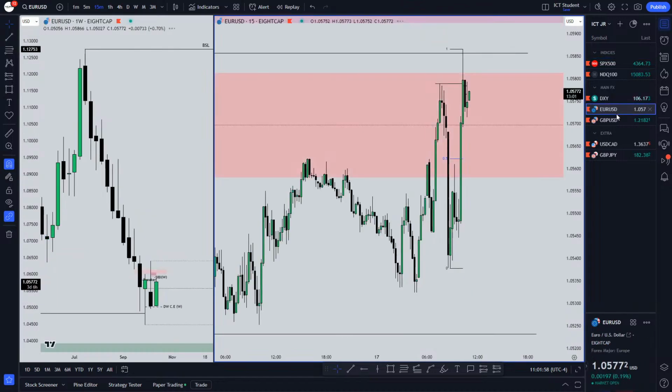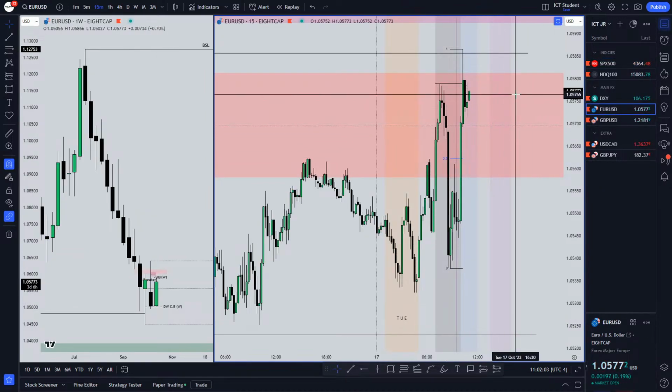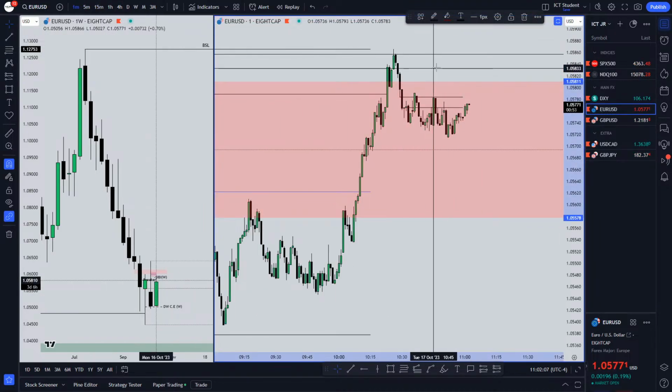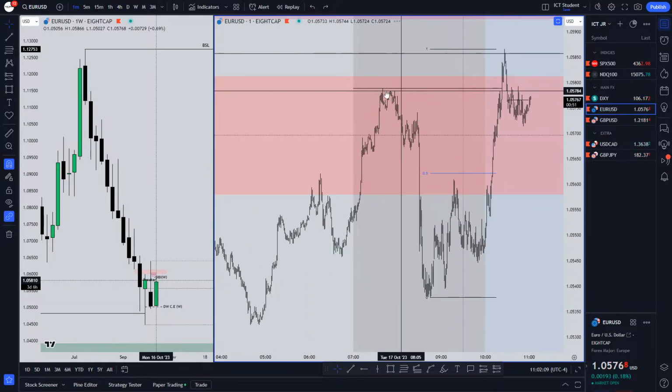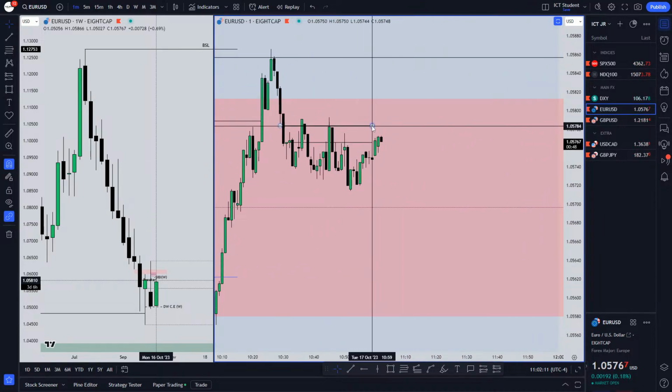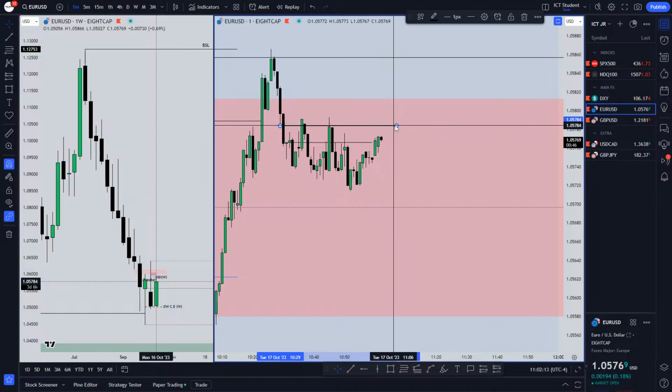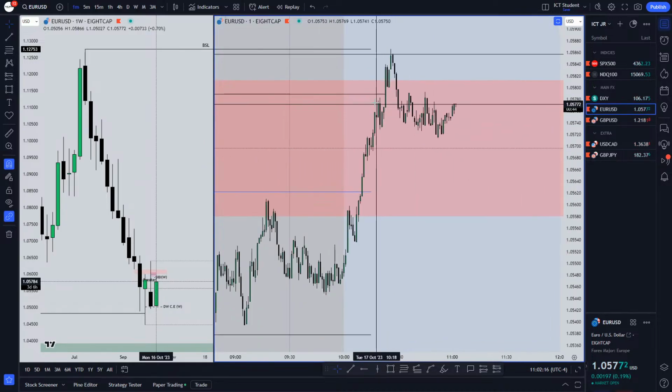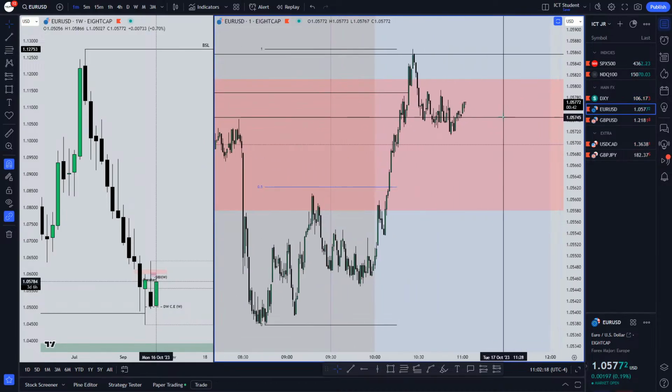And then for Euro, I want to see it come down to a discount, but we don't have to have that. We have been extremely bullish, but we did take out buy side right here. So I'm just watching to see if we can get lower prices soon. That's all I'm really waiting for.